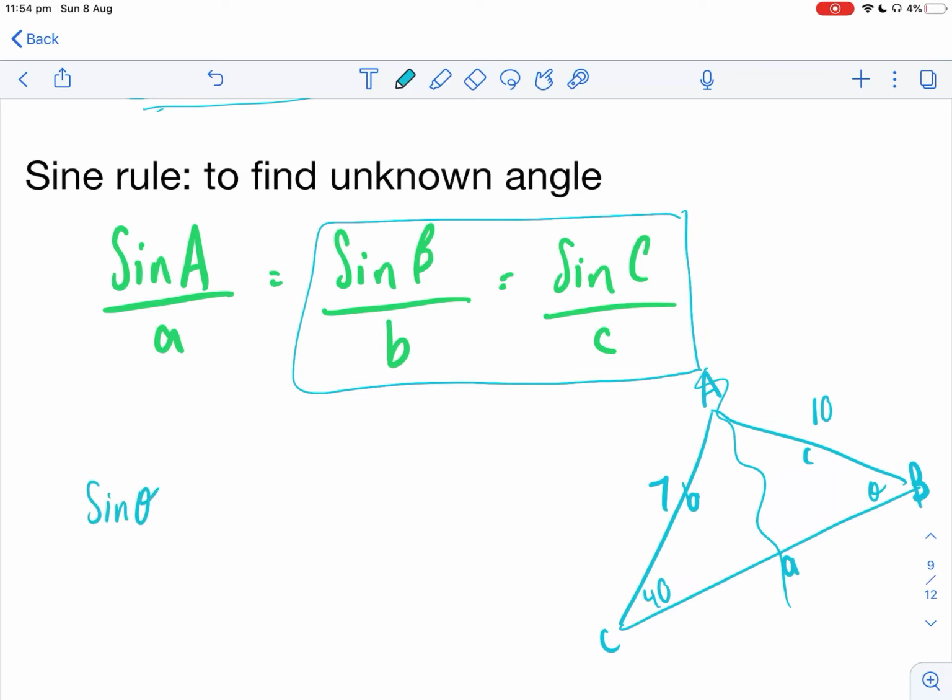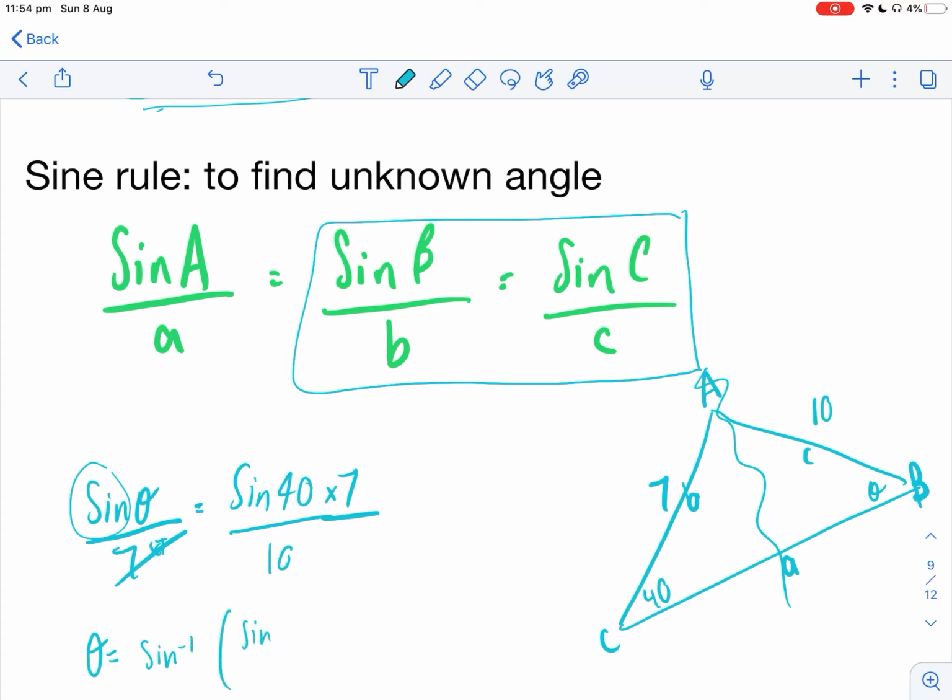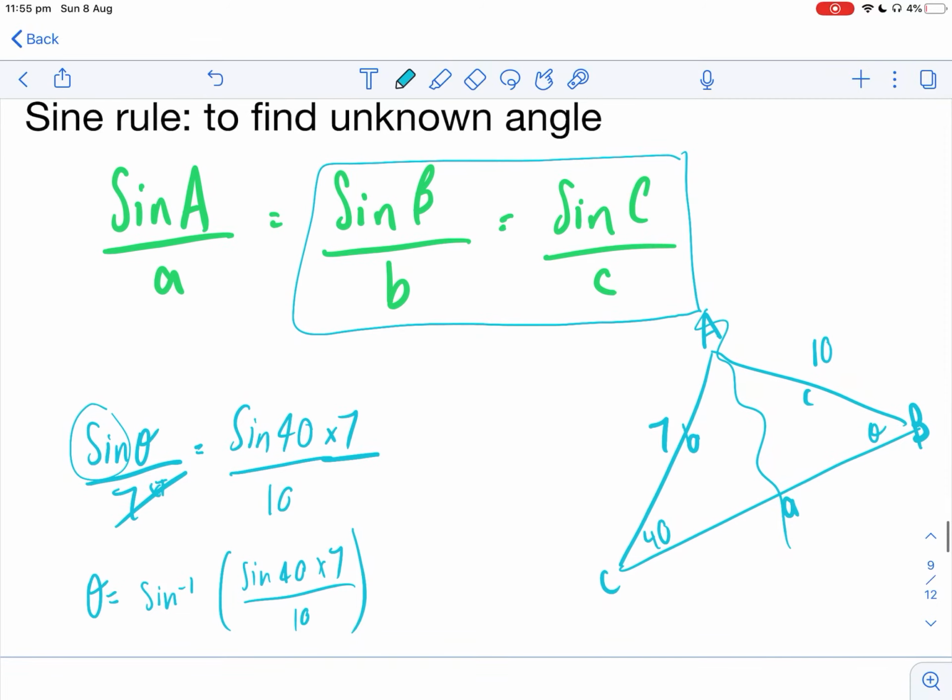This would be sine theta over 7 equals sine 40 over 10. Then we times by 7 here and times by 7 here. And then the last step would be to take the inverse of sine. So theta would be sine to the minus 1 of sine 40 times 7 over 10. And so that's how you use the sine rule.